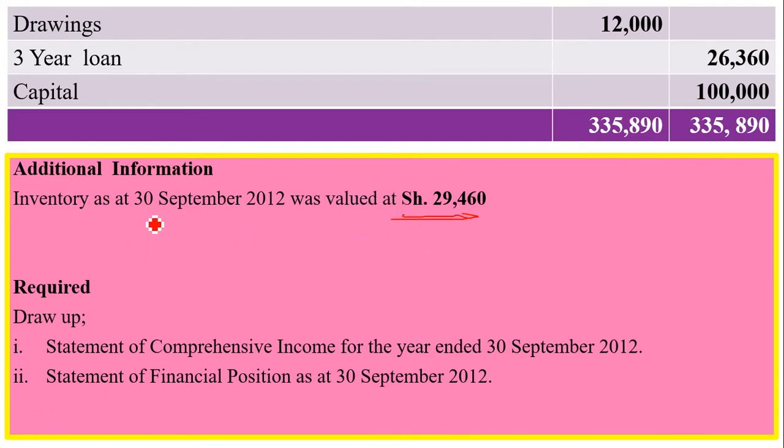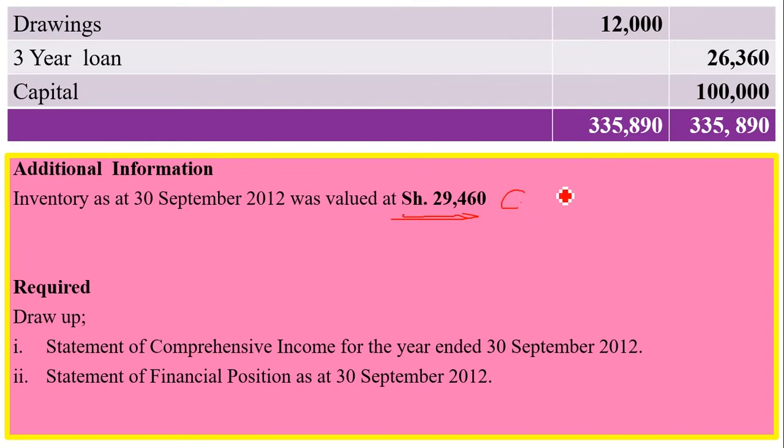The inventory here is for the period 30th, it was there on 30th September 2012. We are preparing our statement on 30th September 2012. So this stock was there when we were preparing the financial statements. And when are we preparing the financial statements? At the end of the period.